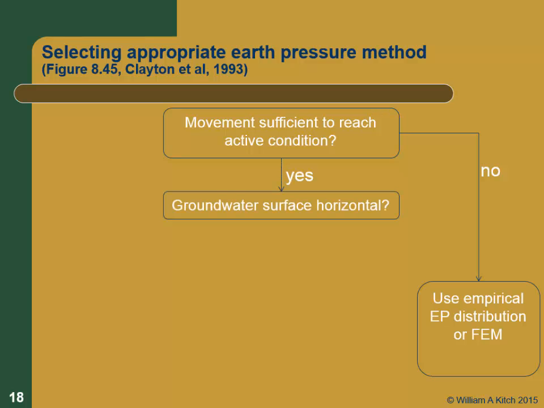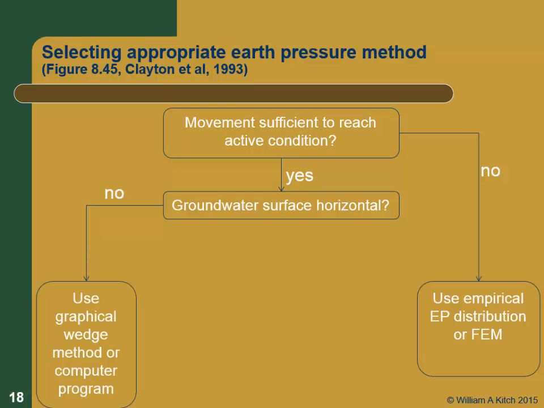So if the answer is yes, the next question you want to ask is, is the ground surface horizontal? If the answer is no, then you're going to have to either use the graphical wedge method, the Coulomb wedge method, or you're going to have to use a computer program. Or you can use that little approximate method I just talked about, but that only works in a few cases. If the ground surface is horizontal, then the next question is, is the ground surface planar behind the wall? Or close enough to planar that you can make it approximate? Doesn't matter if it's horizontal, but it has to be planar.